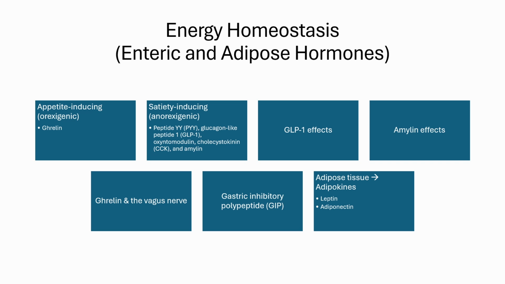GLP-1 is secreted by L-cell enteroendocrine cells in response to nutrients. It promotes insulin secretion and inhibits glucagon secretion. It also decreases the rate at which gastric emptying occurs by acting on afferent vagal nerves and myenteric neurons. This delayed gastric emptying promotes satiety.